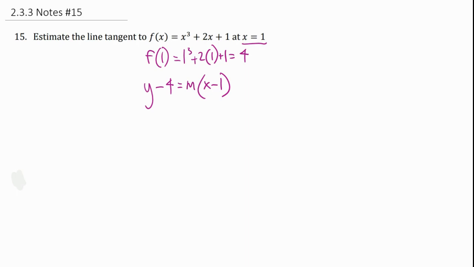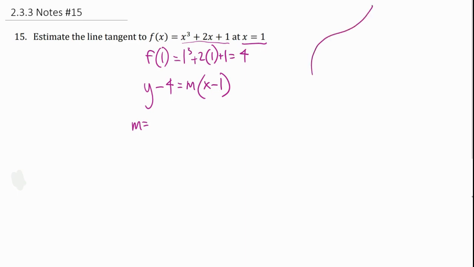Now we are going to have to estimate because we don't know what the actual slope of this function is at x equals 1. But we can estimate it by doing change in y over change in x. So what we're going to do is plug in 1, and plug in another point close to 1 so that we can find the slope between those 2 points.